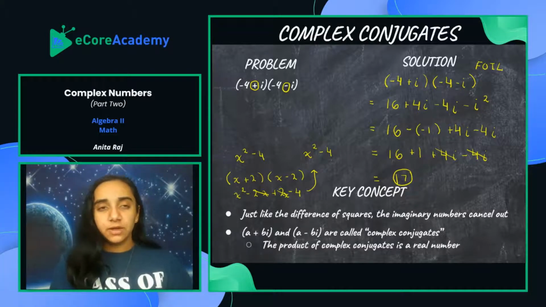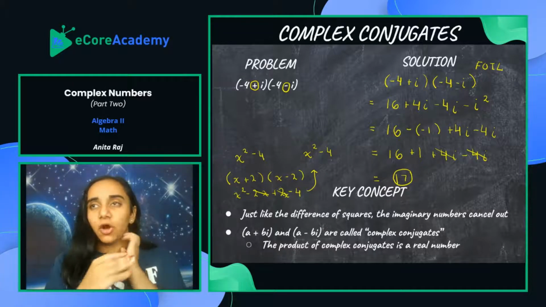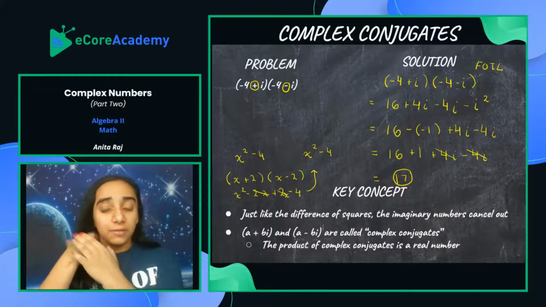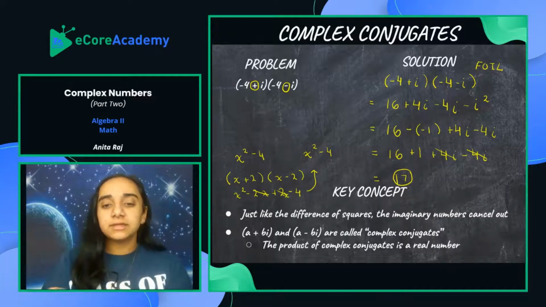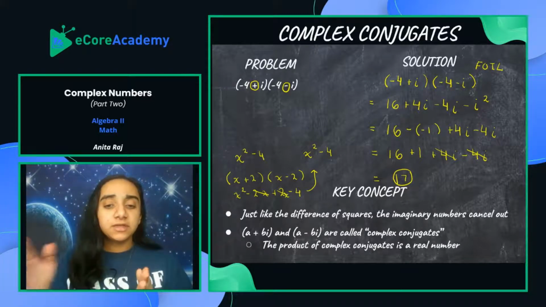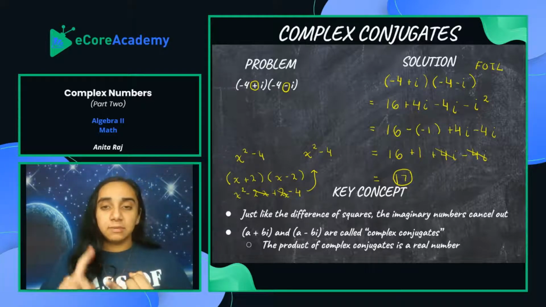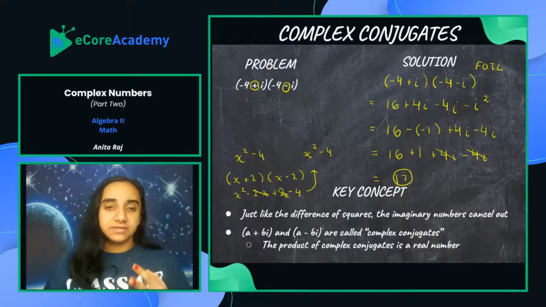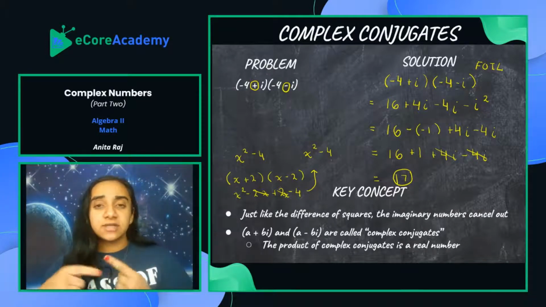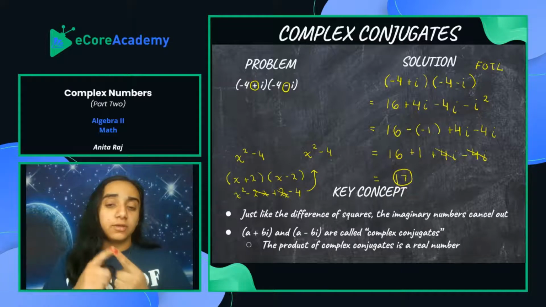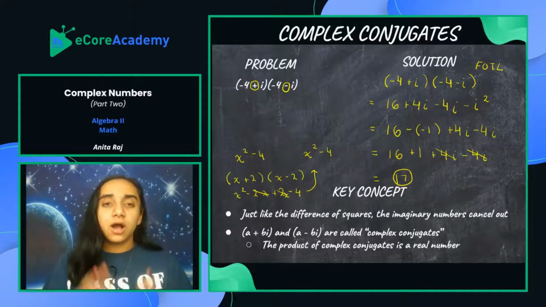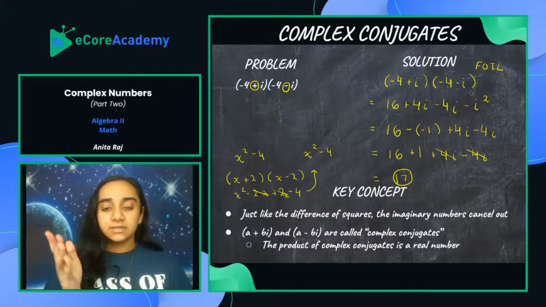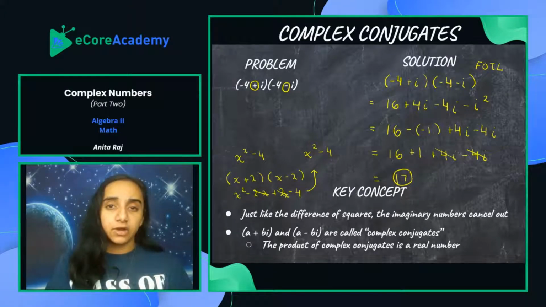So whenever you have a scenario with a plus bi, which is like our normal complex number, and you have it multiplied times a minus bi, everything is the exact same. Your a value is the exact same, your b value is the exact same, and i obviously stays the same. It's just that you're changing the sign that separates the real number part from the imaginary number part. We call those complex conjugates. You can think of conjugates like opposite pairs. So in this case, a plus bi times a minus bi are complex conjugates.